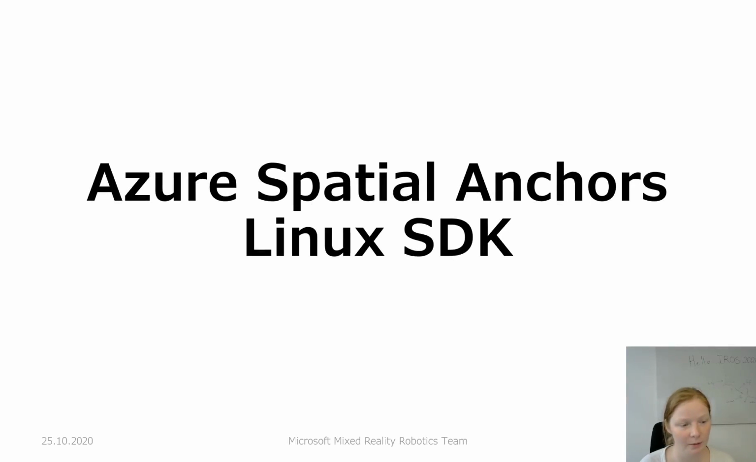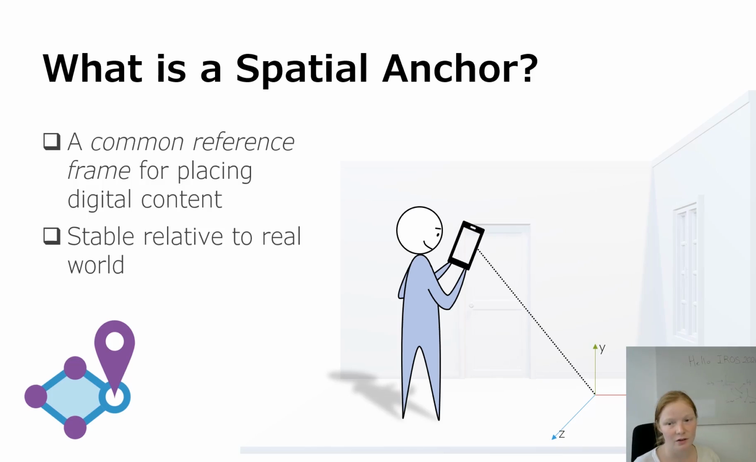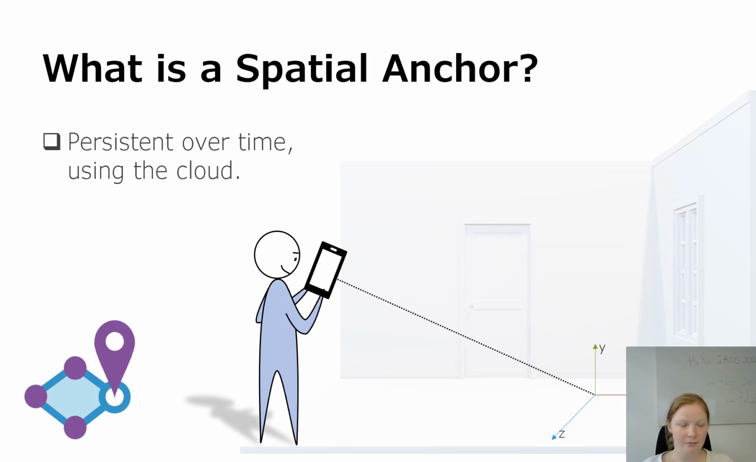So first we'll talk a little bit about the Azure Spatial Anchors Linux SDK and exactly how it works. This goes back to the previous lectures where we discussed Azure Spatial Anchors, just as a little refresher. So what is a spatial anchor? We use it to refer to a common reference frame for placing digital content. The main thing is that the anchor is supposed to be stable relative to the real world. So in the case of Azure Spatial Anchors, these anchors are persistent over time and they're stored in the cloud.